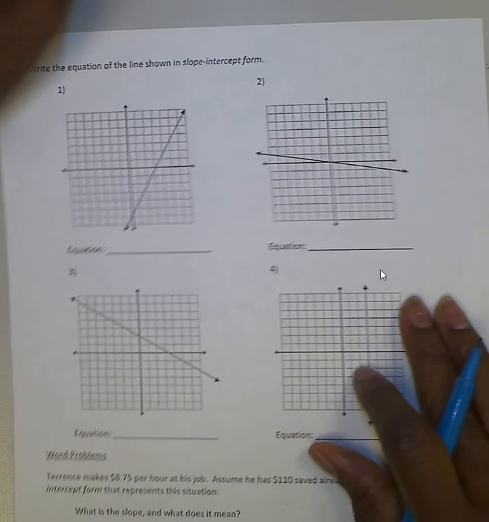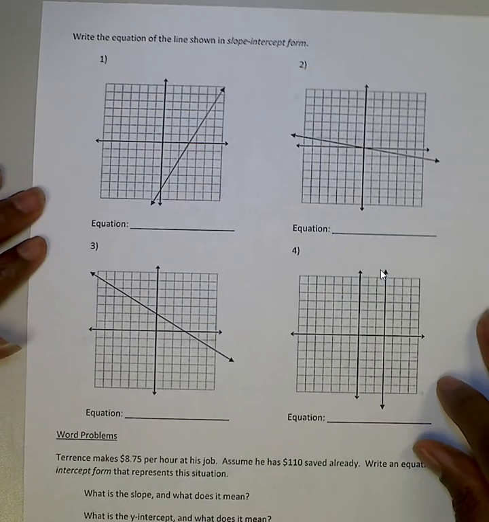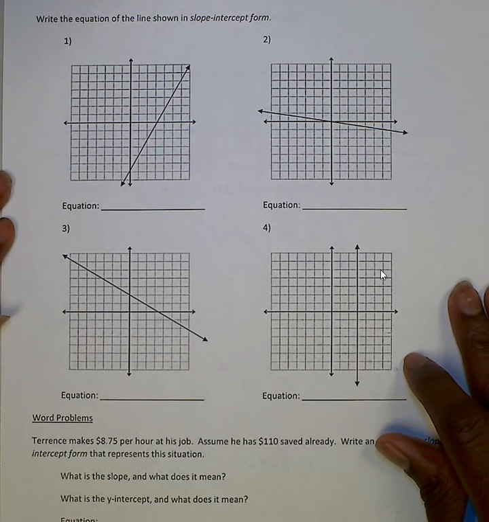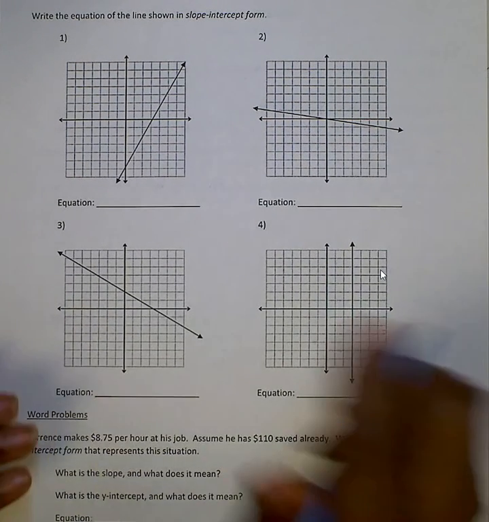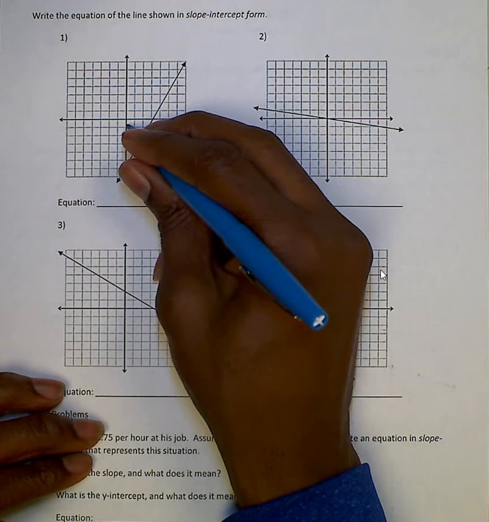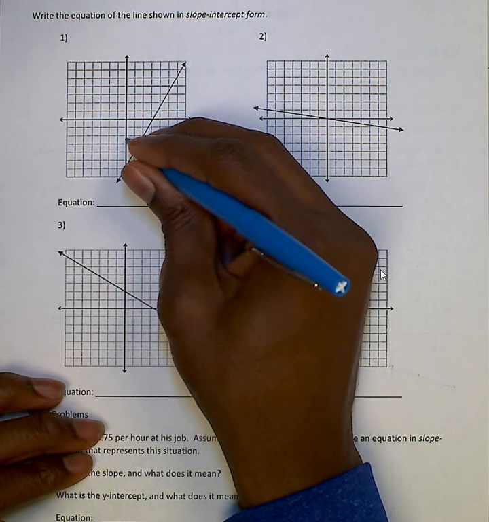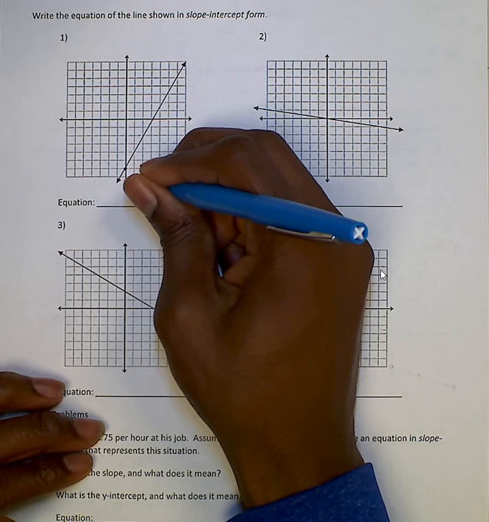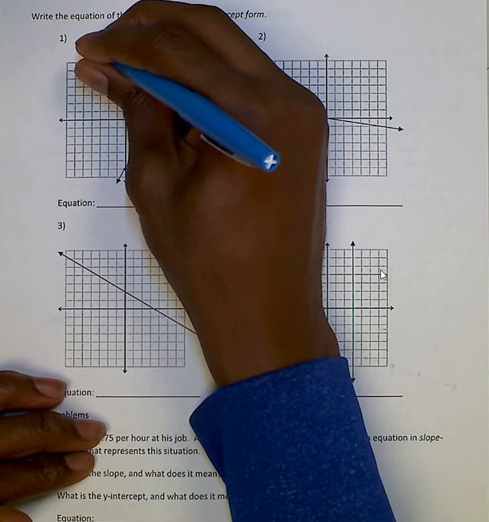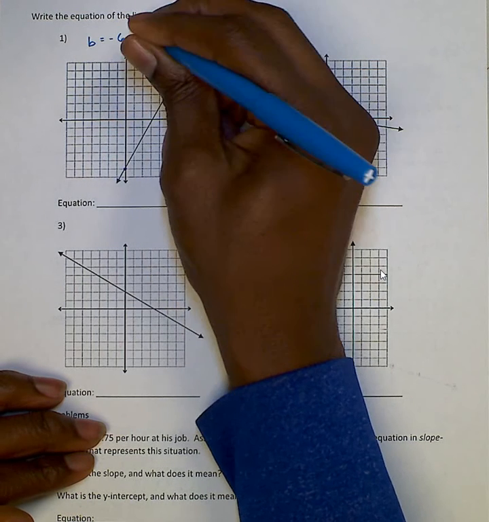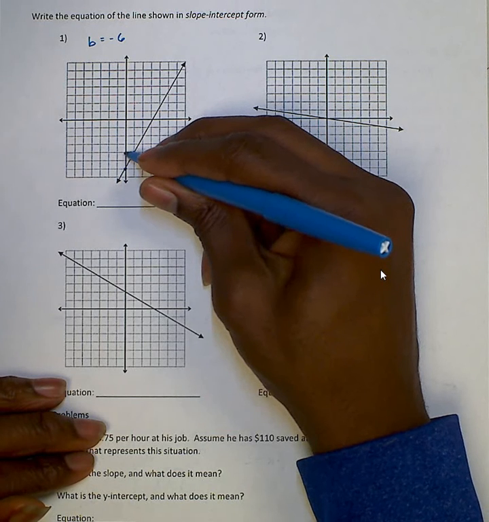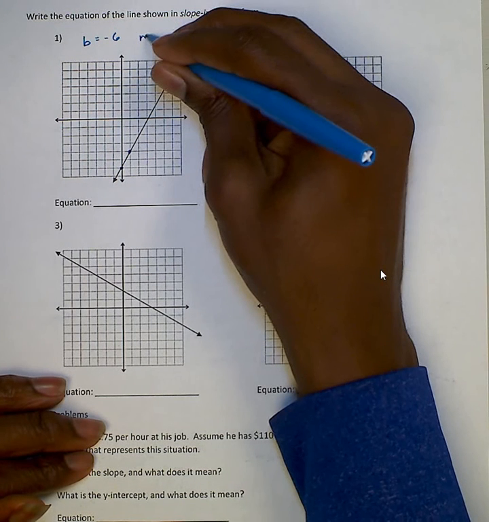On the backside, we're going to go through that same process. Identify the slope and the y-intercept. Our y-intercept looks to be 1, 2, 3, 4, 5, 6, negative 6. So b is negative 6. And then for our slope, I just need to find a point on the line, there we go, up 2 over 1.